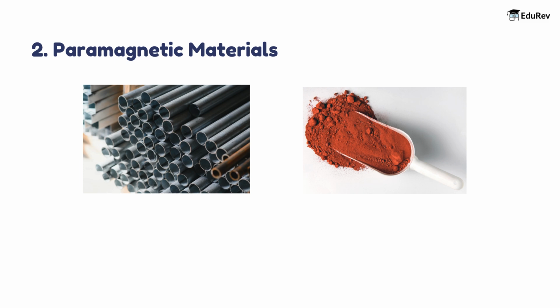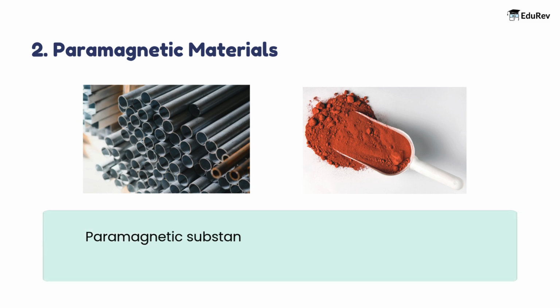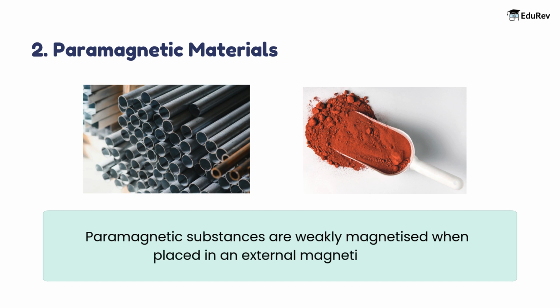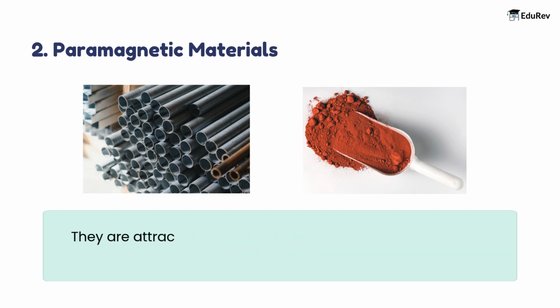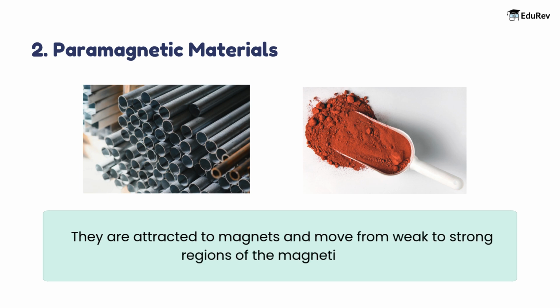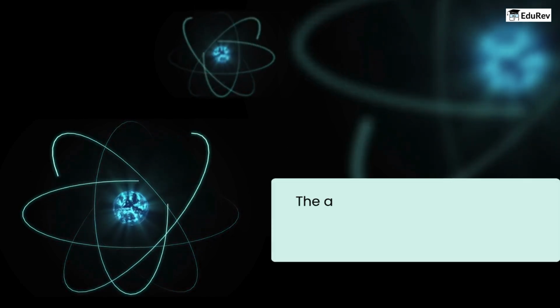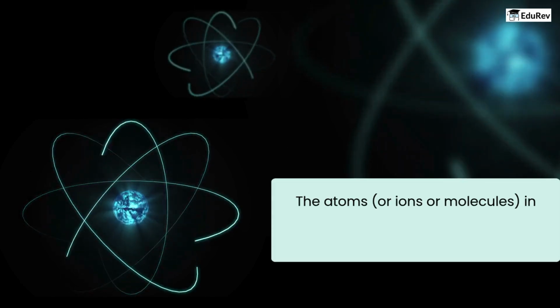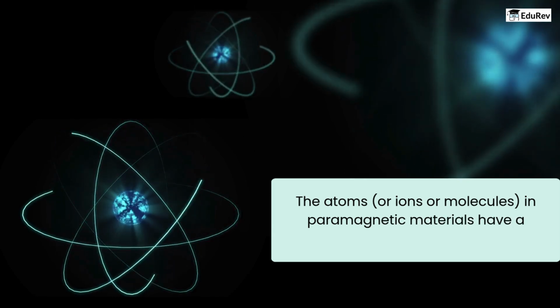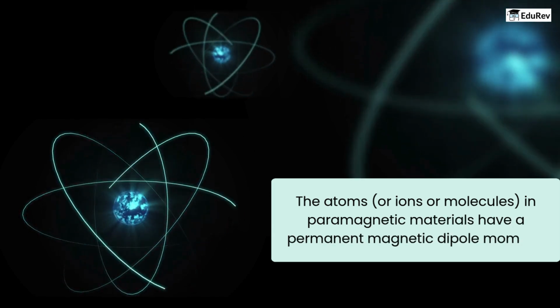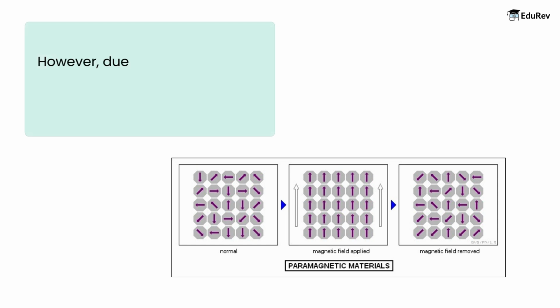2. Paramagnetic materials. Paramagnetic substances are weakly magnetized when placed in an external magnetic field. They are attracted to magnets and move from weak to strong regions of the magnetic field. The atoms, or ions or molecules, in paramagnetic materials have a permanent magnetic dipole moment. However, due to random thermal motion, there's no net magnetization.